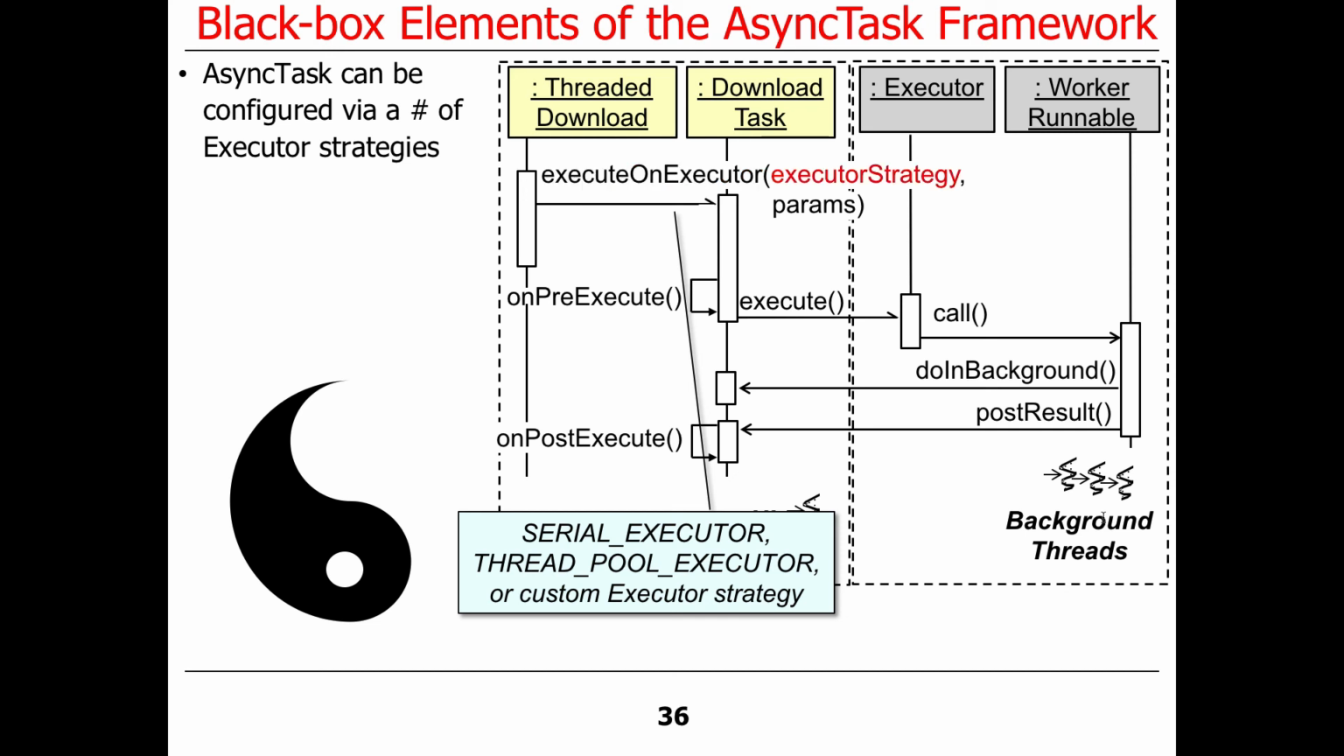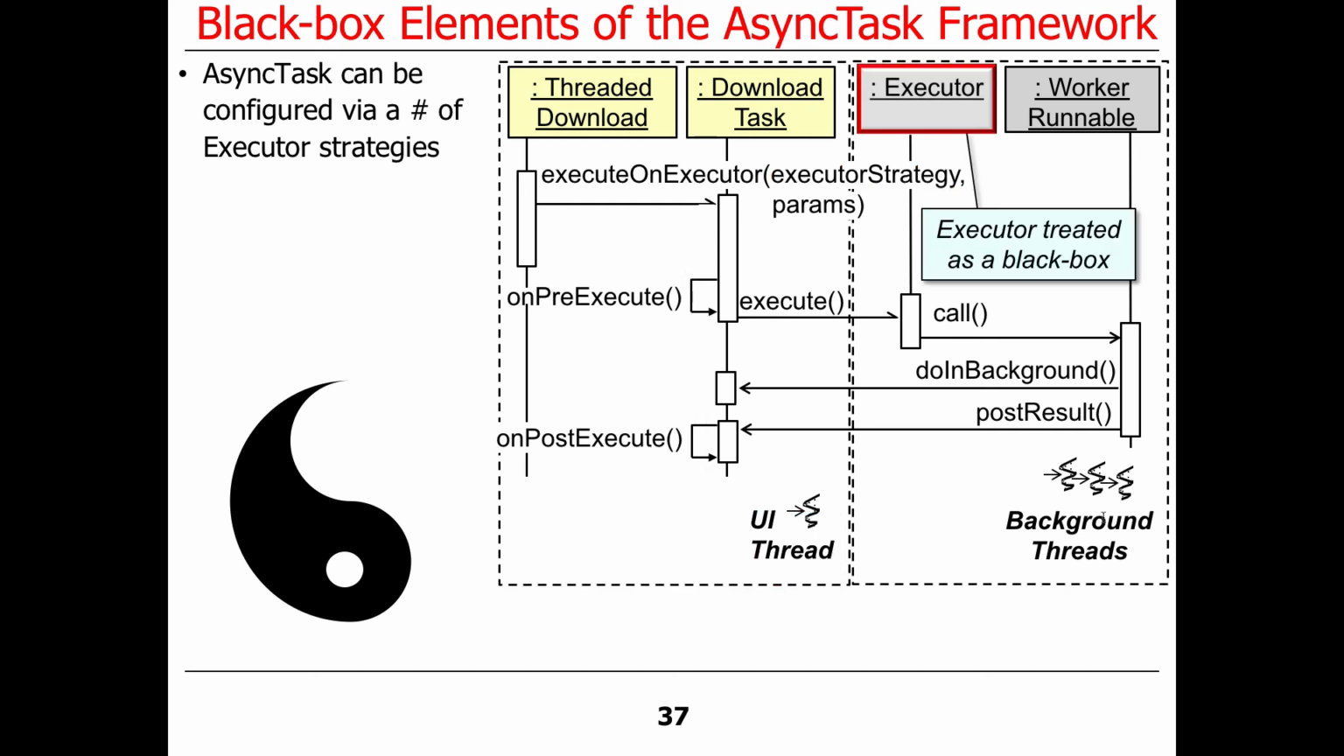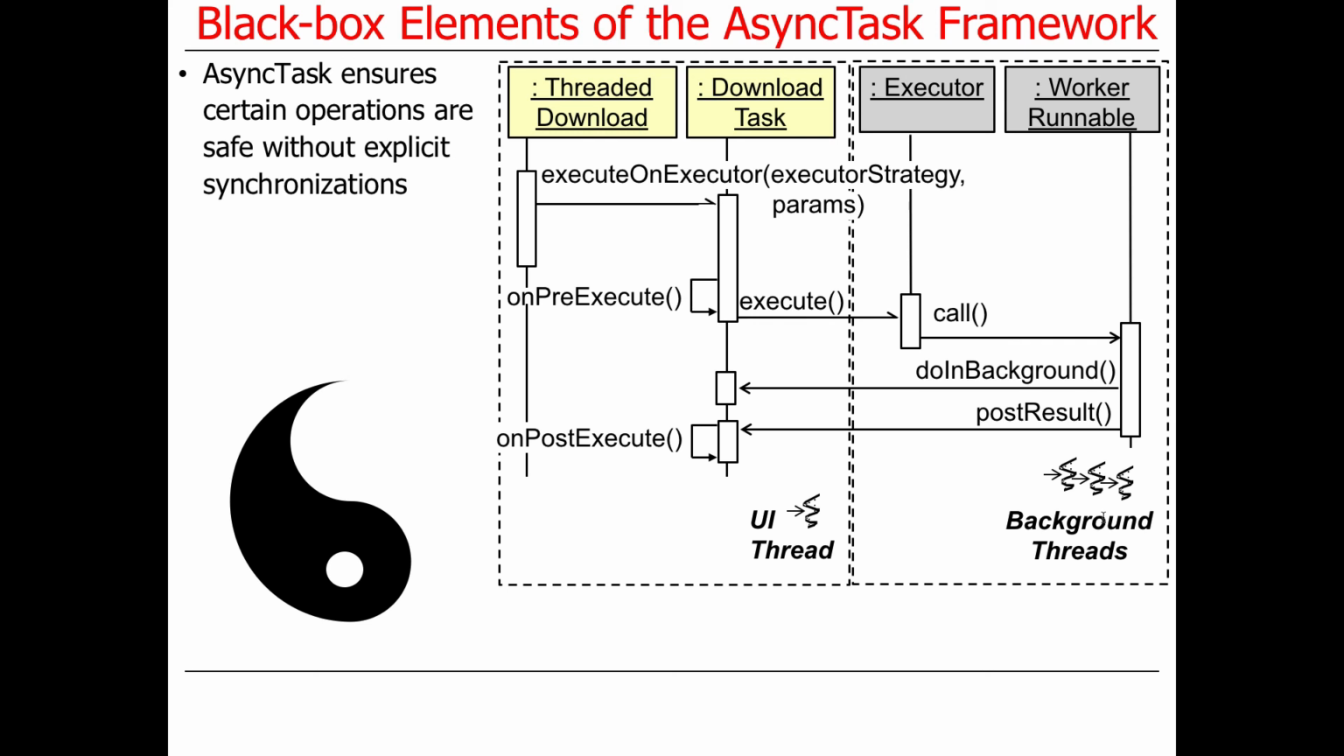And that's an example of the strategy pattern, because you're passing in a strategy that's used in a black box manner by the framework to run your threads in the background. And so that's a good example of the black box part of this whole thing.